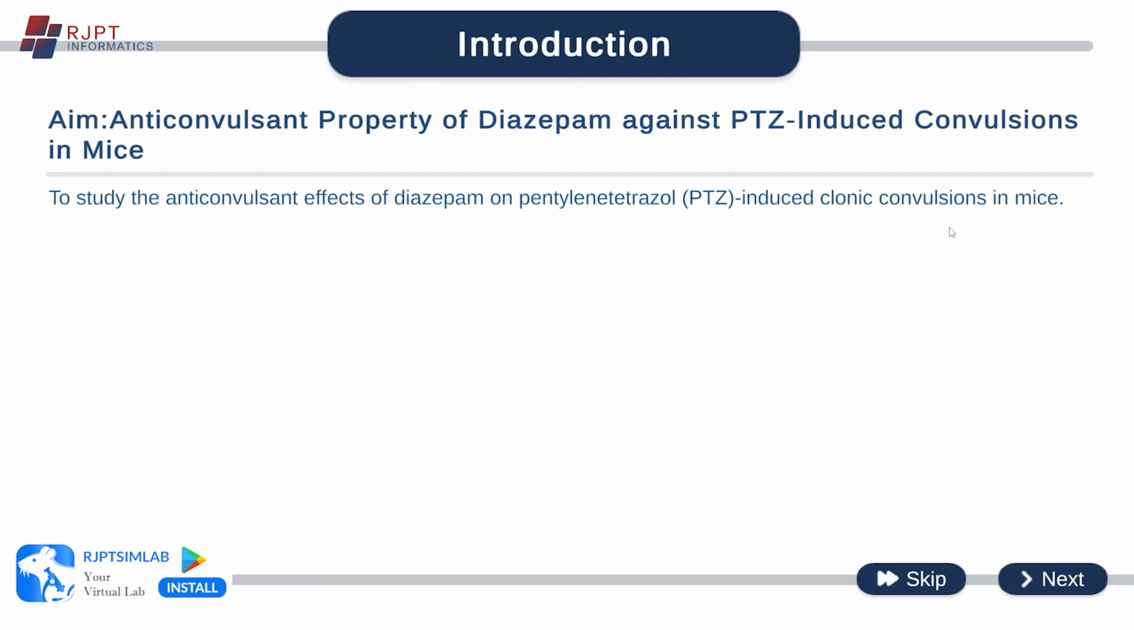And what are clonic convulsions? Clonic convulsions are a type of seizure, characterized by actions such as rhythmic or jerking movements of the arms and legs of the animal or human. So now we know what convulsions are, what clonic convulsions are, and what anticonvulsant medications are.